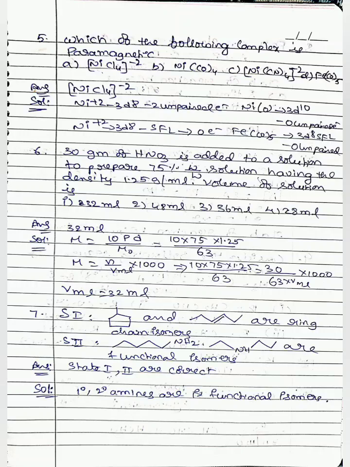And the next one, the statement type question. They have given the statements, structures they have given, and they are saying that they are the ring chain structures. In statement 2, they have given a primary amine and secondary amine. They are saying that they are the functional isomers. Of course, both the statements are correct.